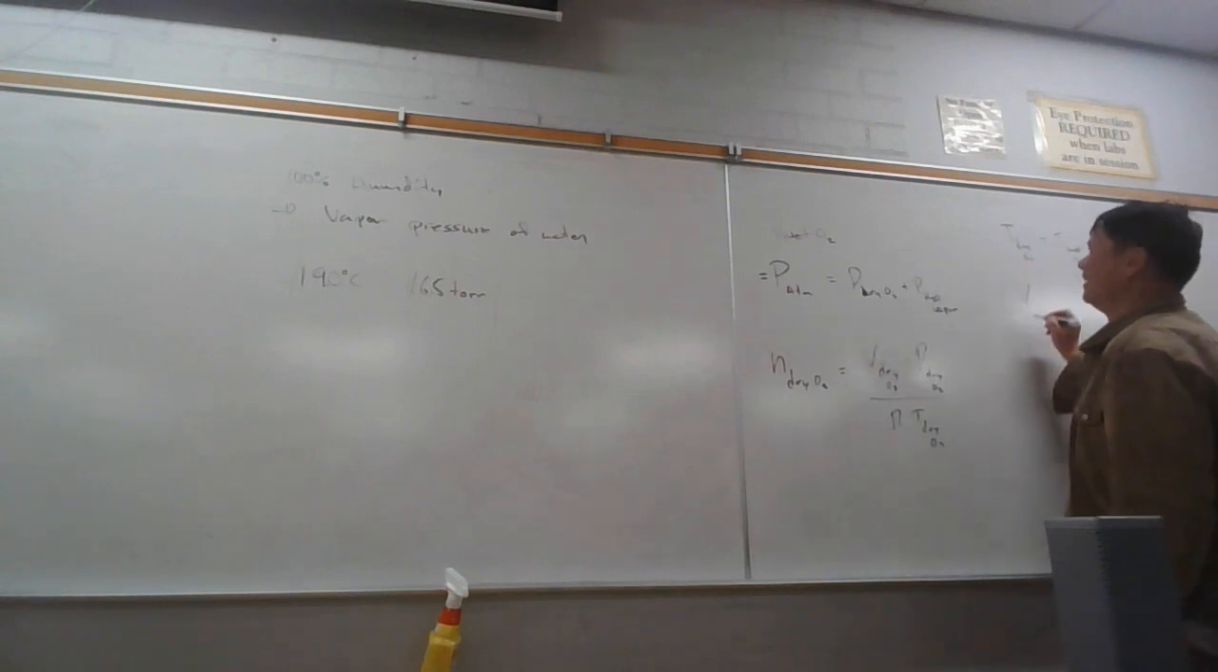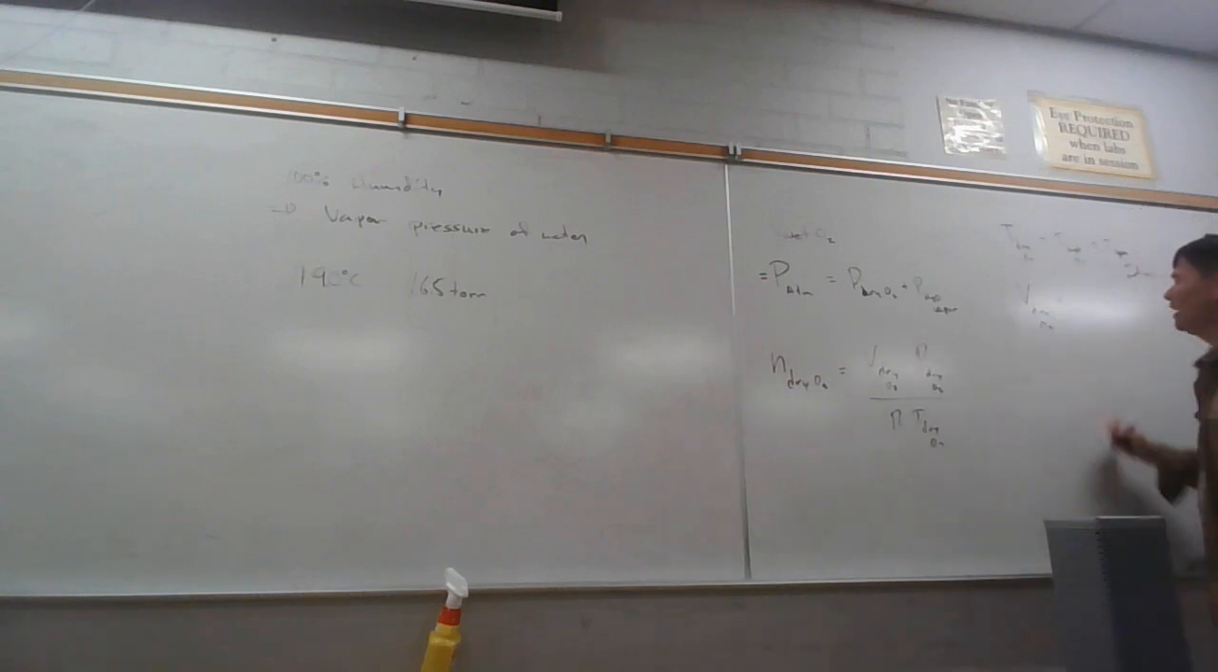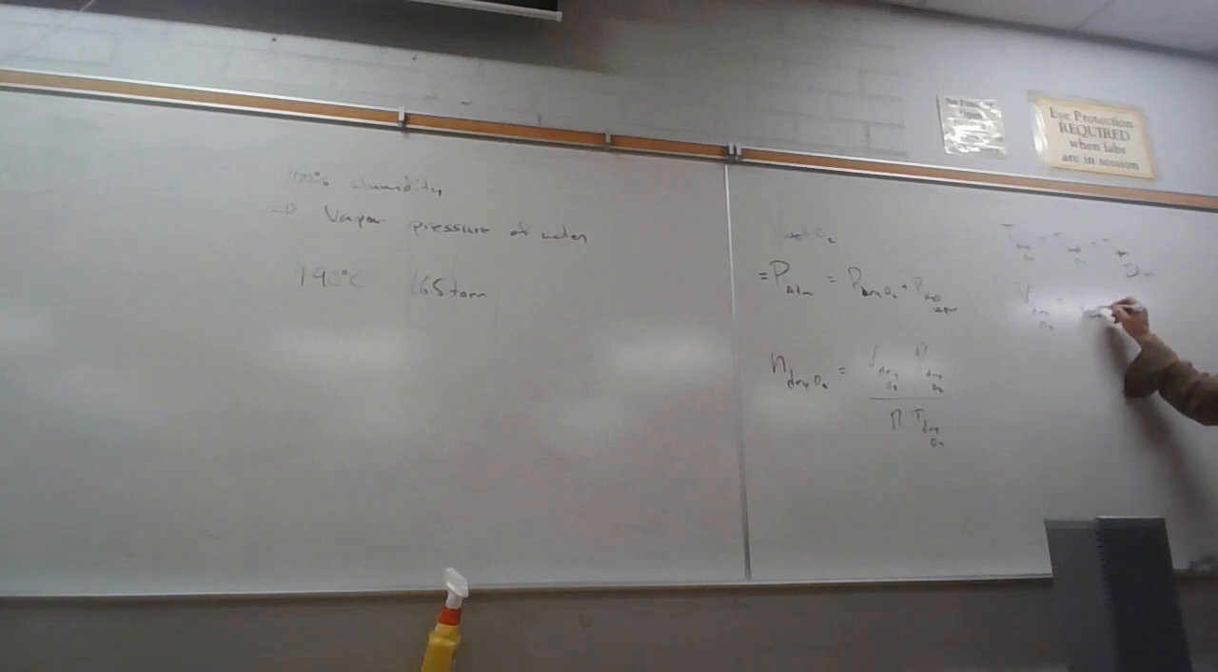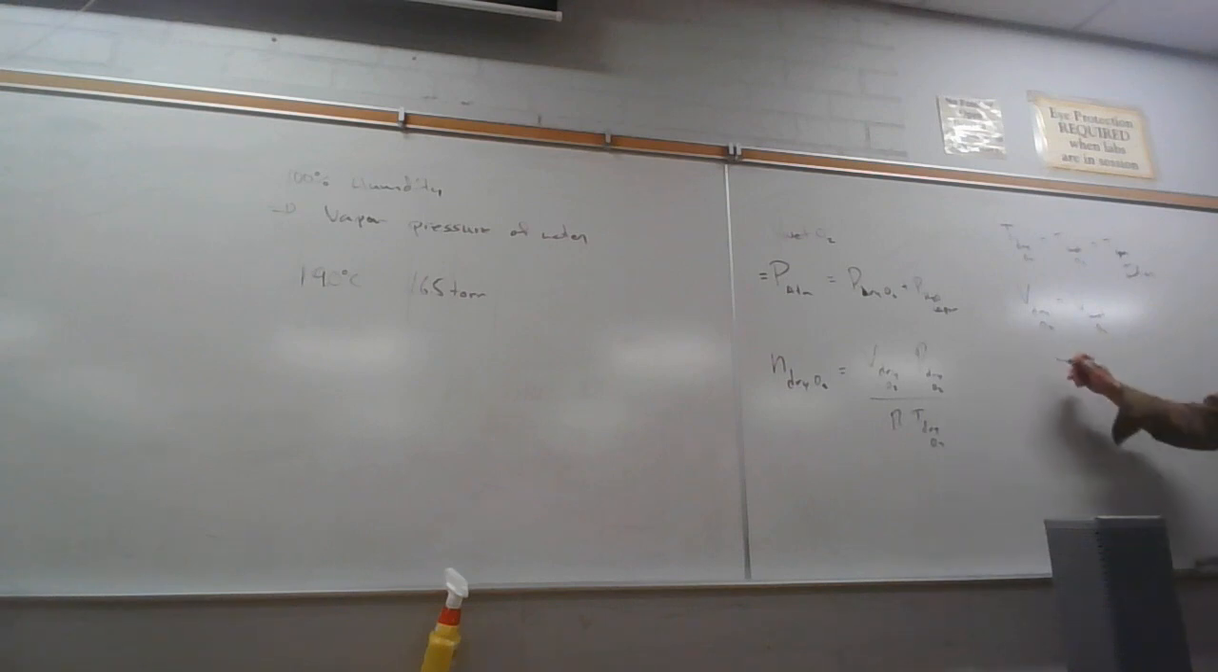Now, the volume of the dry O2 is going to be the same as the volume of the wet O2. They're in the same volume. But the pressure of the dry O2 is equal to the atmospheric pressure minus the pressure of the water vapor.